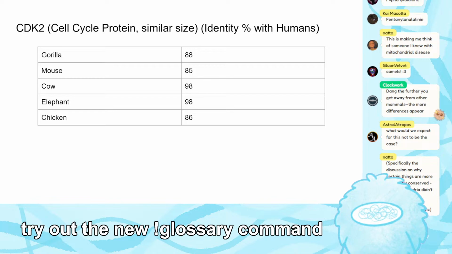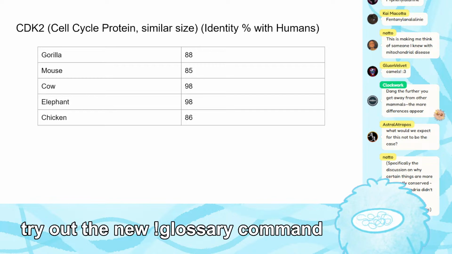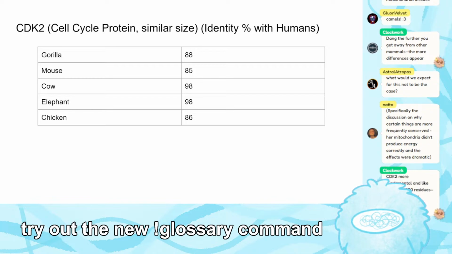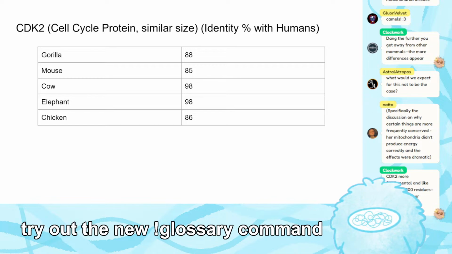So this is an example of a very well conserved protein, and I actually was unable to find proteins that are not very well conserved. It's actually kind of tricky to do so unless you get into immune stuff, but I always view immune stuff as special cases because every species has a very unique immune system because it has to co-evolve with viruses and bacteria and fungi. So I actually don't know any protein for the opposite case except here. CDK2 is more fundamental and less than 300 residues, easier for higher deviation conservation.